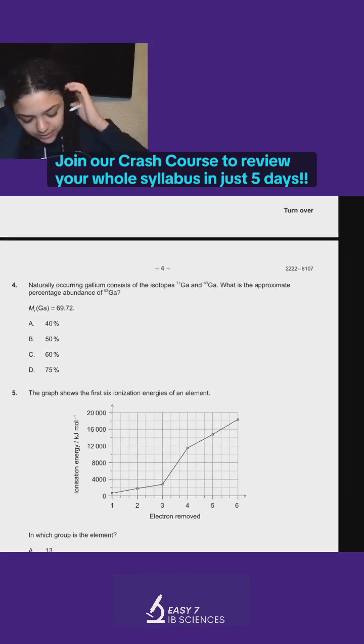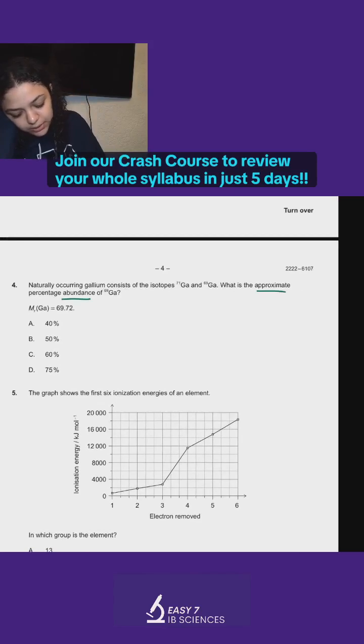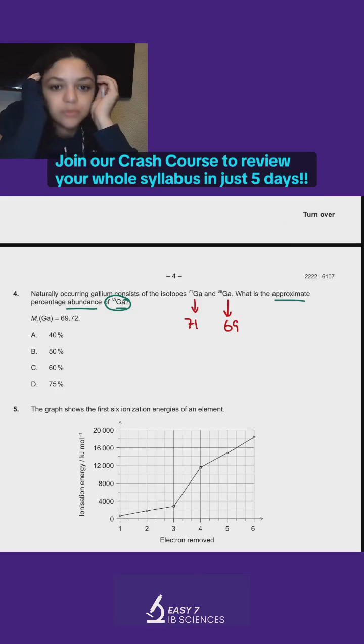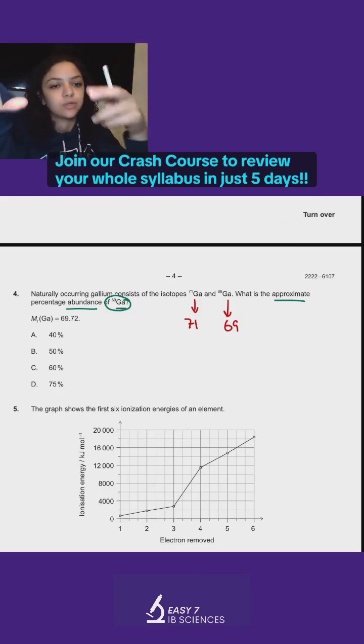Naturally occurring gallium consists of isotopes. What is the approximate percentage abundance of 69 gallium? So hopefully you guys can see. I know it's a bit small. So this one says 71 and this one says 69. This is a very specific IB question that can show up. It's one of the 2 ways that IB can ask you about isotope questions.